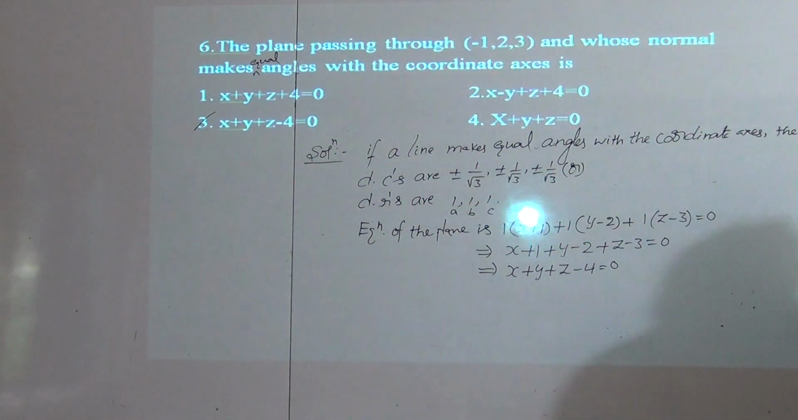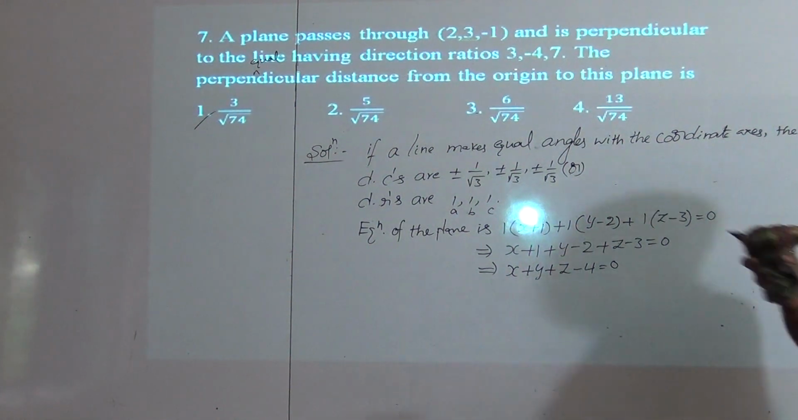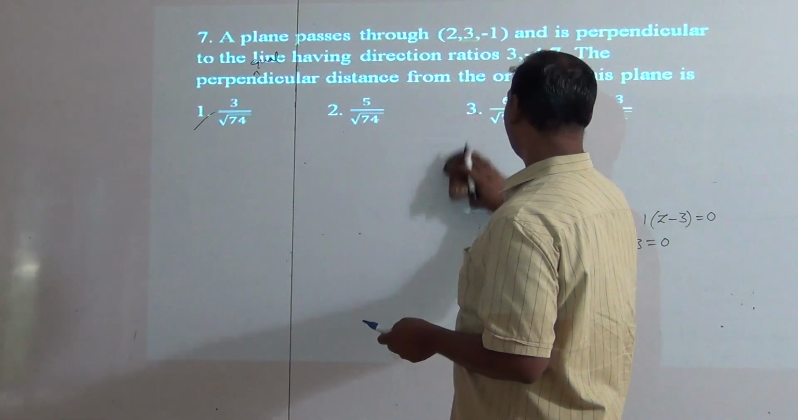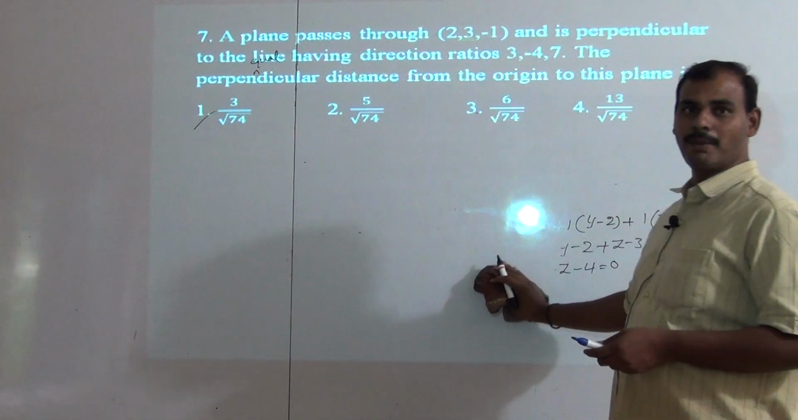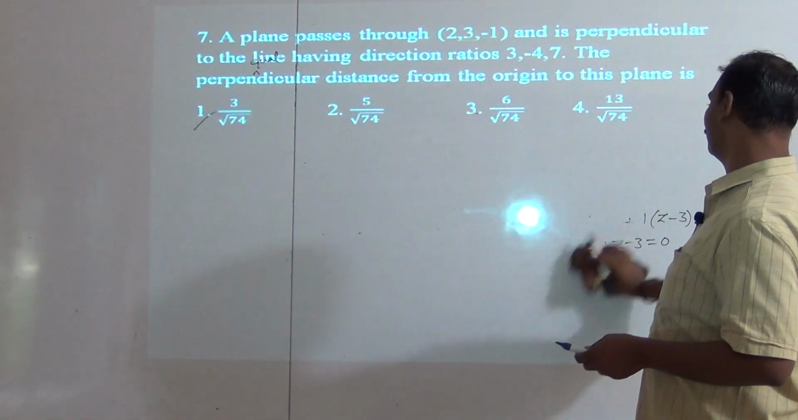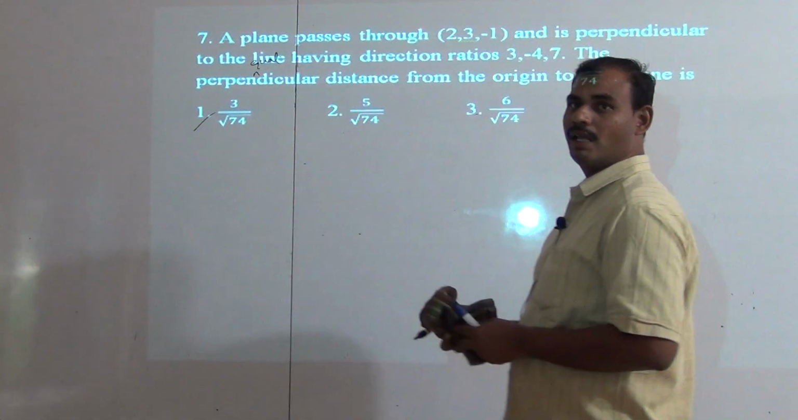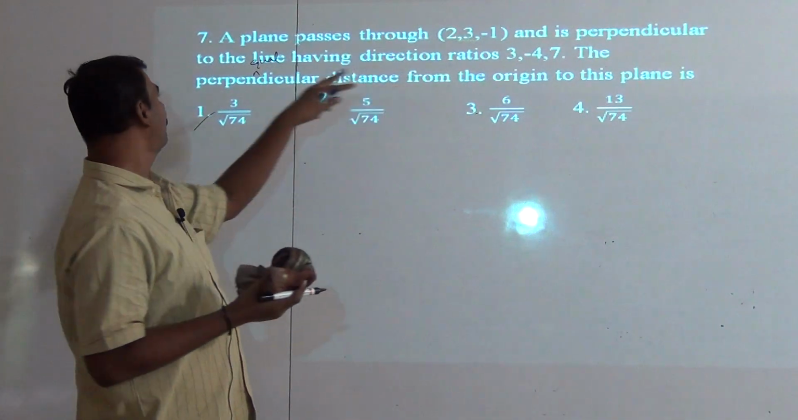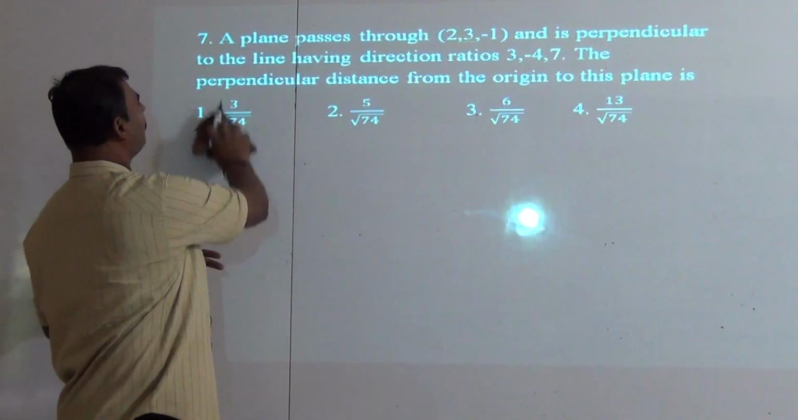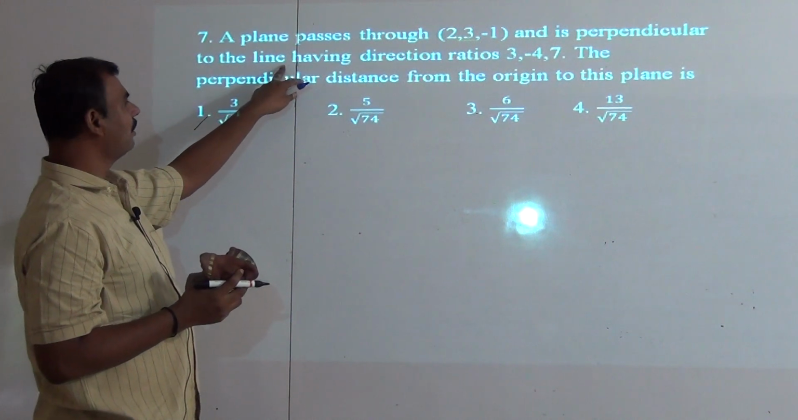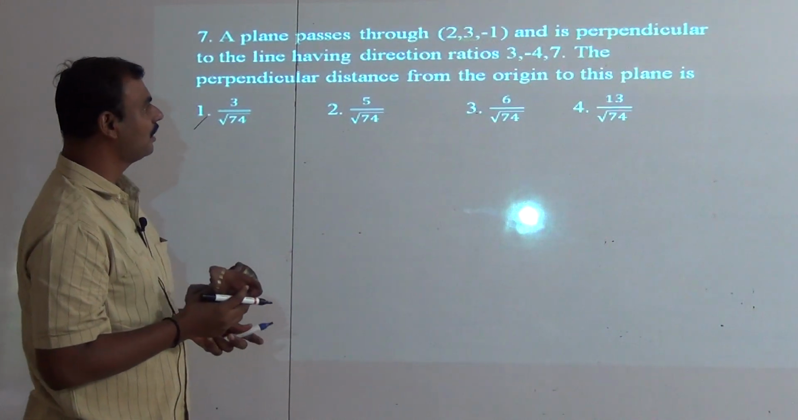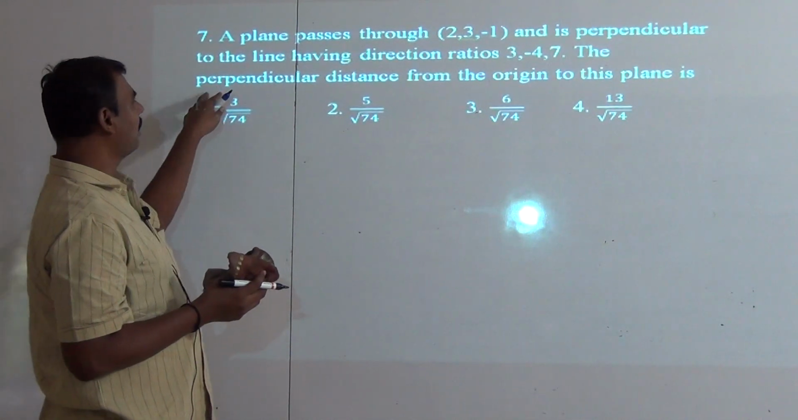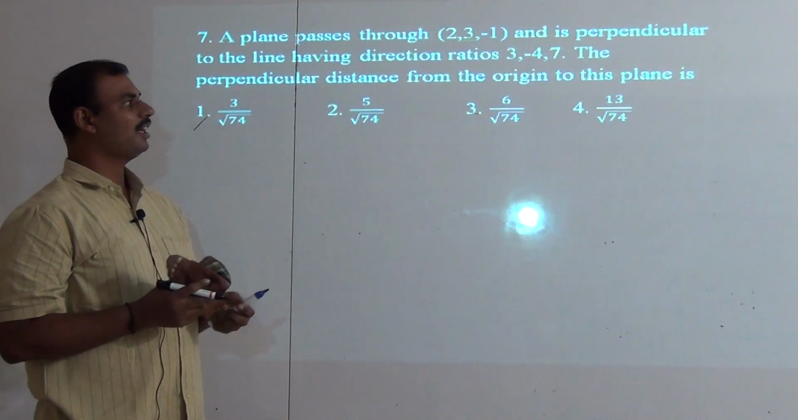Now we are going to question number 7. Read the question. A plane passes through (2, 3, -1) and is perpendicular to the line having direction ratios 3, -4, 7. The perpendicular distance from the origin to the plane is?